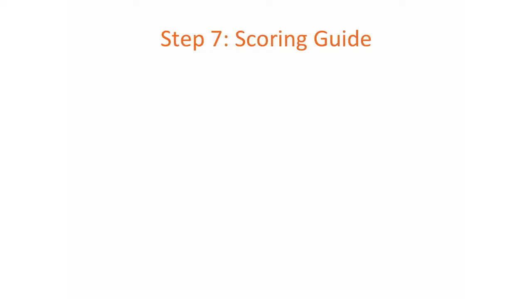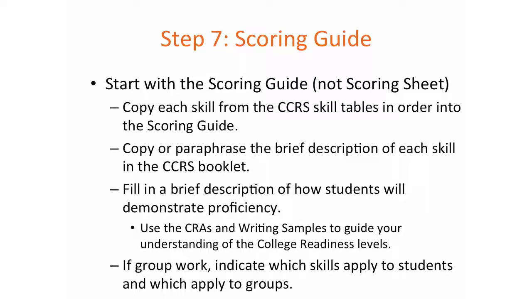Once you are confident that the skills tables accurately reflect the content of the CRA, you can complete the final section of the CRA, the scoring guide. Begin with the scoring guide on page 16 of the blank CRA template, not the scoring sheet on page 14. First, copy each skill and its corresponding numerical designation from the CCRS skill tables in your instructor task information in order into the scoring guide.